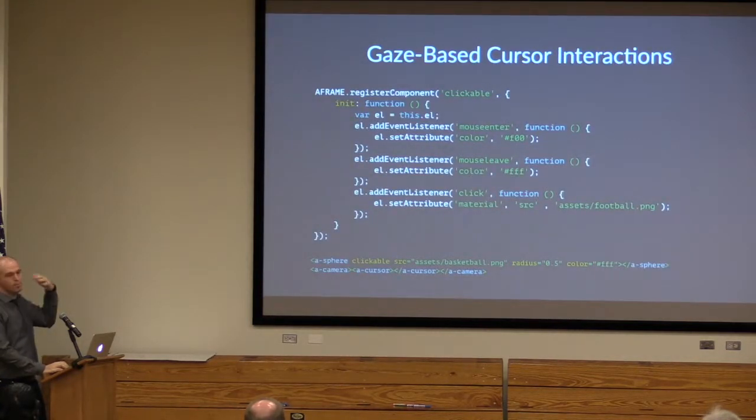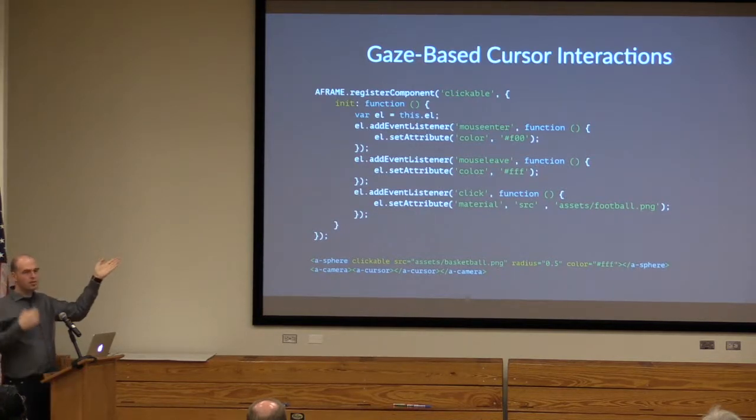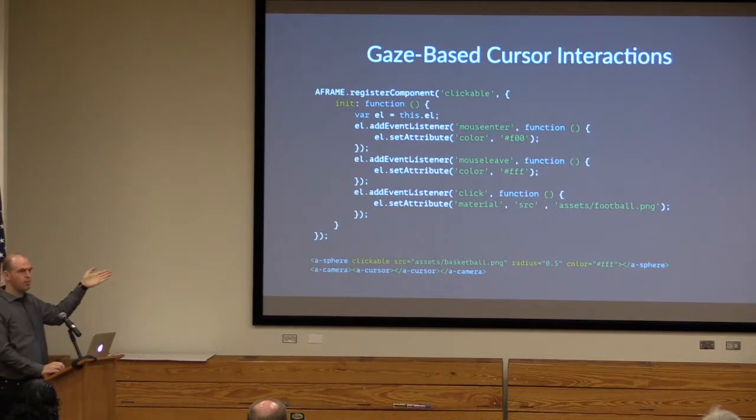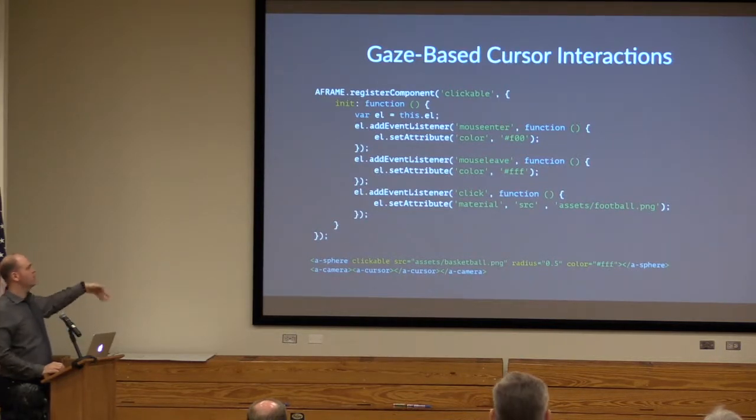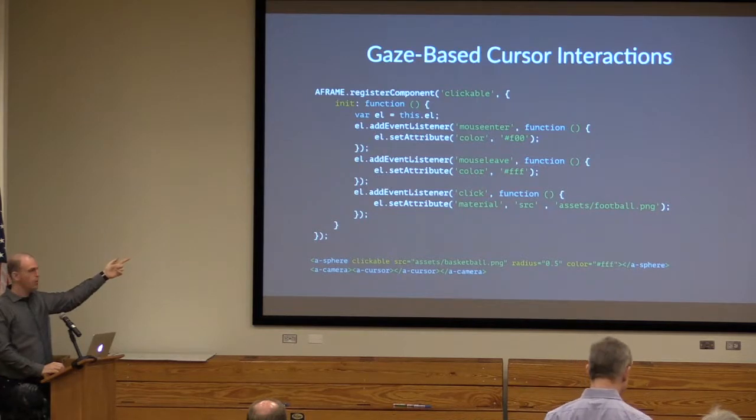That's a component I quickly built. In this, I register clickable. Clickable is the component I want to use to make objects clickable. I'm defining here, as soon as I enter the object with my gaze control, I want it to turn red. If I leave, it turns white. And if I click, I want to change the material to a different texture. And down here you have the sphere, which has the attribute clickable, and therefore inherits all this component information.